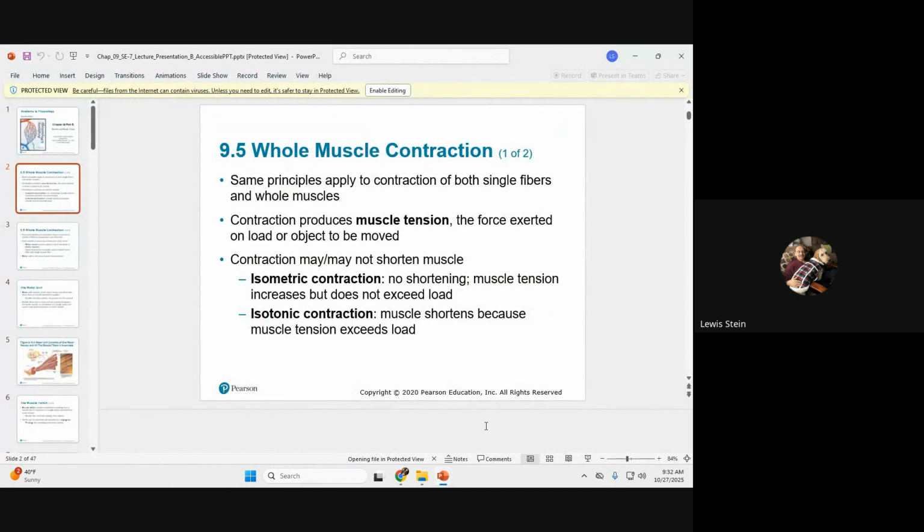Moving on. So, the way we start is isometrically. Iso is same, metric is length. We don't change the length, but the tension begins to increase until it exceeds whatever you're trying to move, the load. So obviously for something light, very easy. For something very heavy, pretty significant. Once it starts to overcome the load, the muscle shortens and the tension effectively remains the same. So that's the difference between isometric and isotonic.